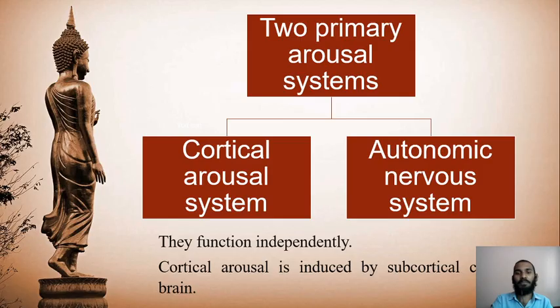So these are the characteristics of a person who is aroused. For arousal, there are two primary systems. The first one is the cortical system. The second one is the autonomic nervous system. Even though they have the same function, they function independently, and the cortical arousal system is induced by the subcortical centers in the brain. So the subcortical centers in the brain are responsible for our cortical arousal.